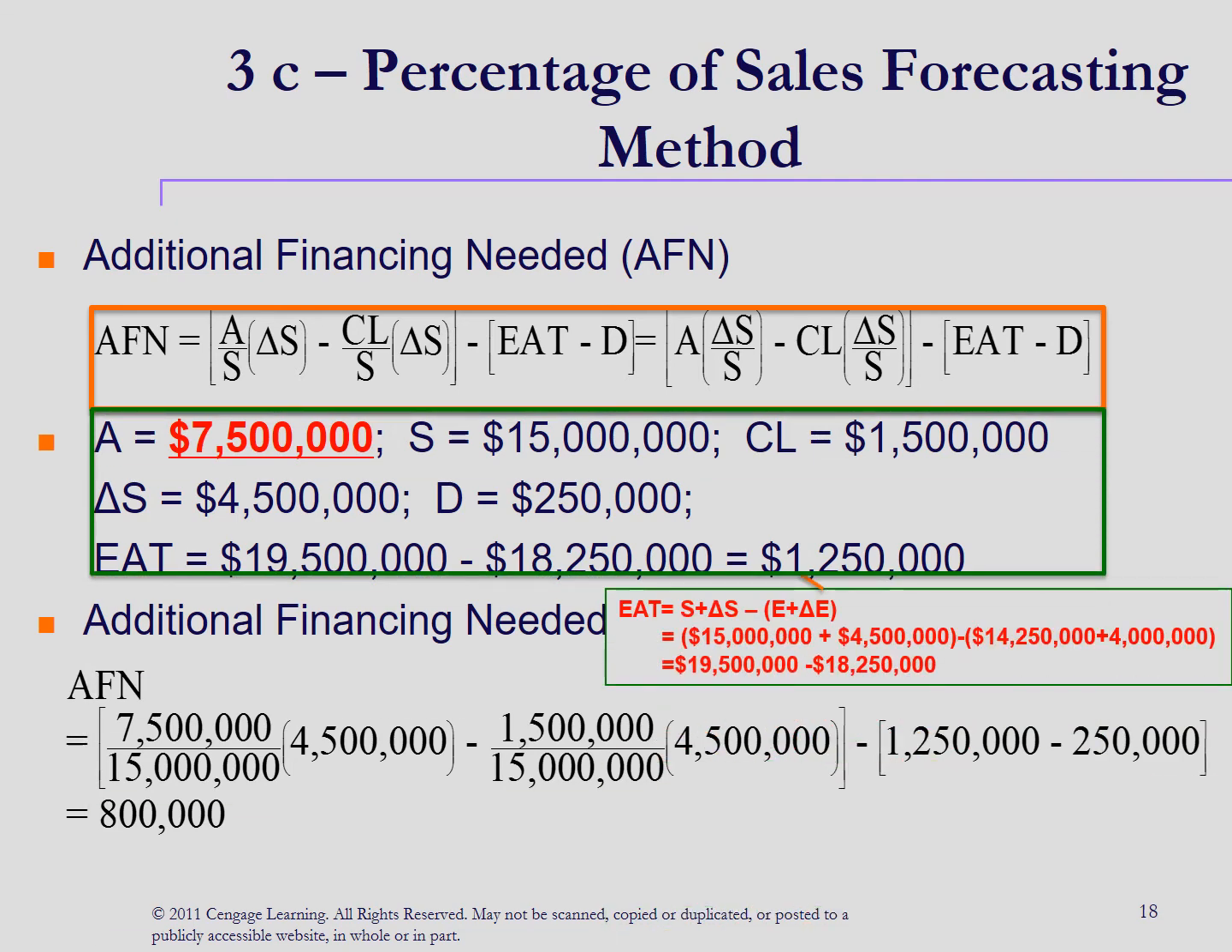The earnings after taxes are obtained by the difference between the forecasted sales and the forecasted expenses, including interest and taxes. The forecasted sales are obtained by the original sales plus the increase in sales. The forecasted expenses are calculated by the original expenses plus the increase in the expenses. Third, plug the corresponding numbers into the formula. We can then obtain the additional financing needed.